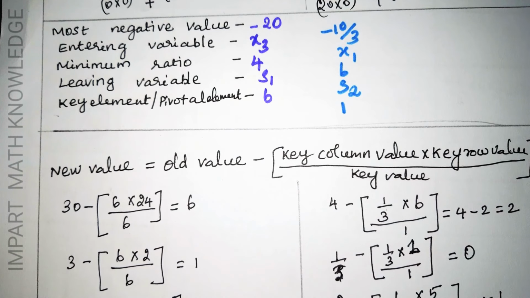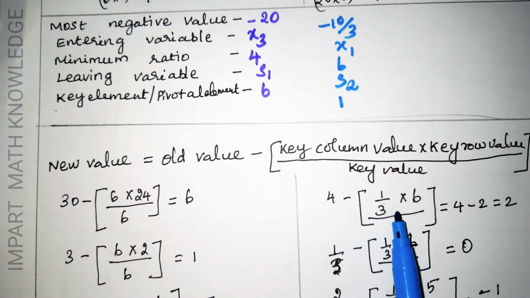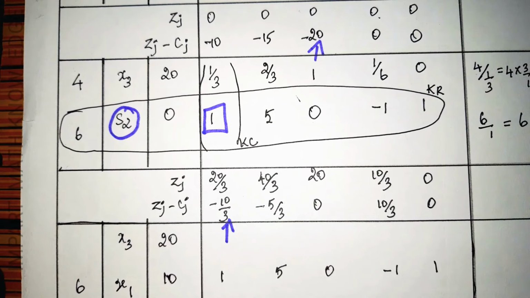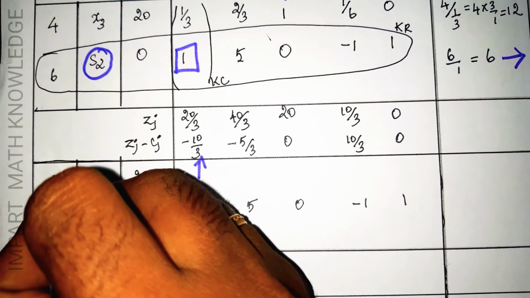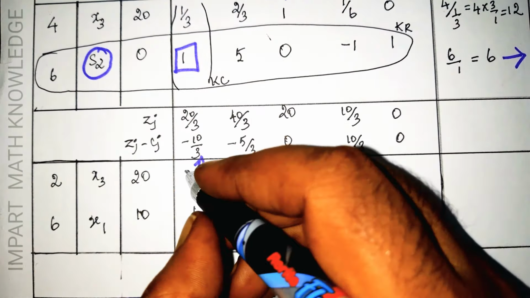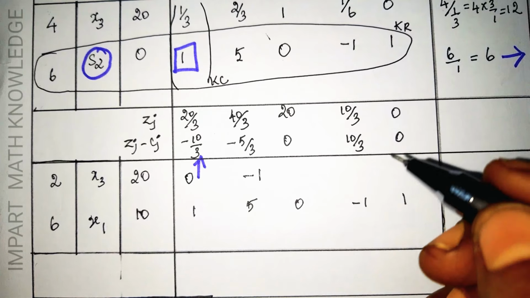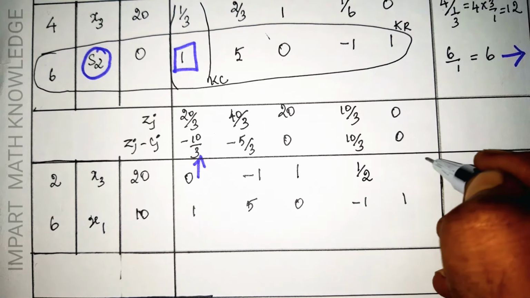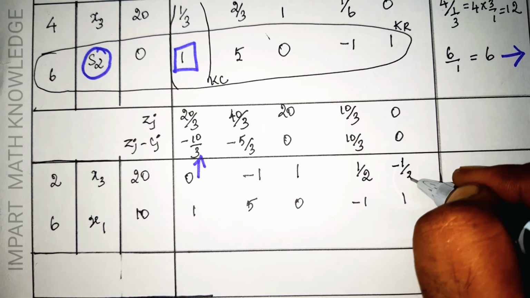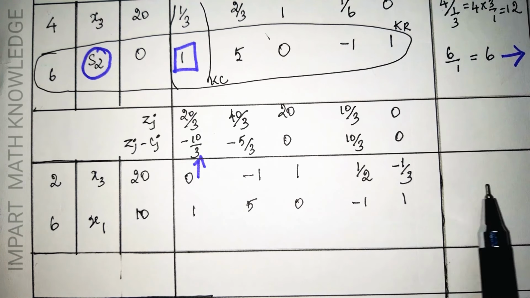In this way, we have to find new value. Let me repeat. Old value minus key column value into key row value divided by key value. Let me write all the values in the table. The values are, the first one, the value is 2. The second one is 0, then minus 1, plus 1, 1 by 2 and minus 1 by 3. Let me repeat. Using the new value formula, we have to find all these values.